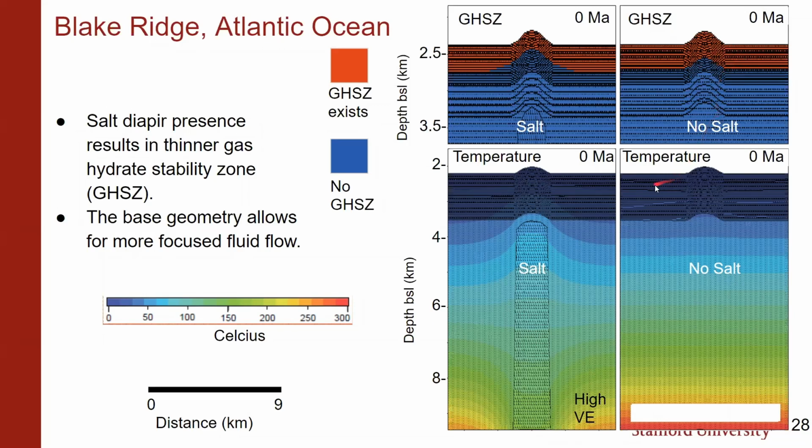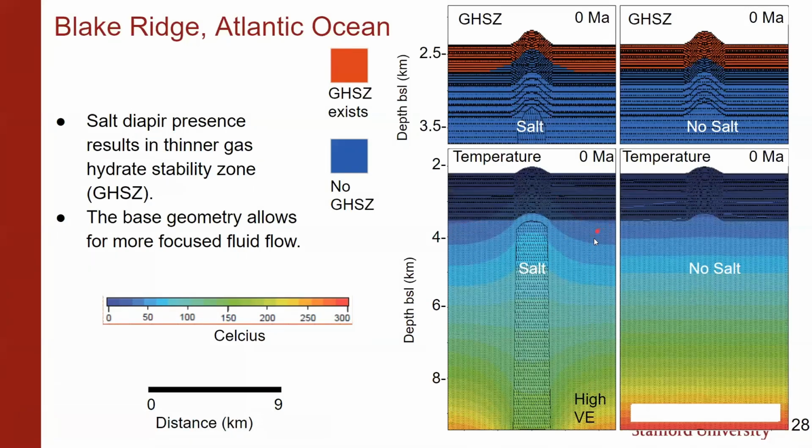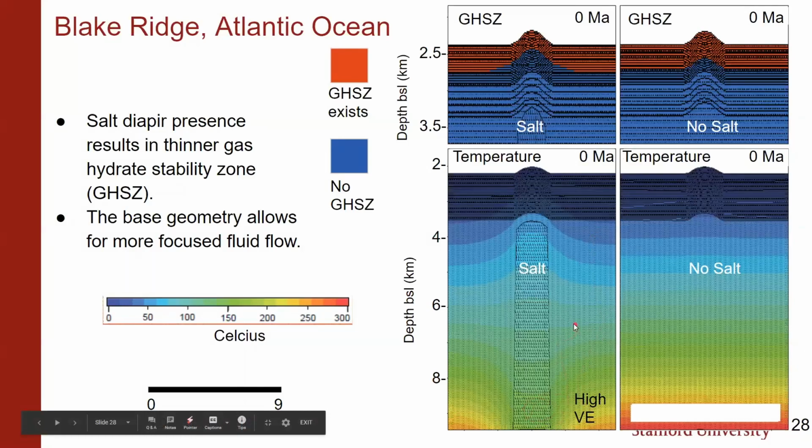condition. Kind of another way to picture this is looking at the temperature curves. So here's the salt structure, greatly vertically exaggerated. You can see how it affects the temperature in this area where you get this curve here and the higher temperatures at depth, of course.